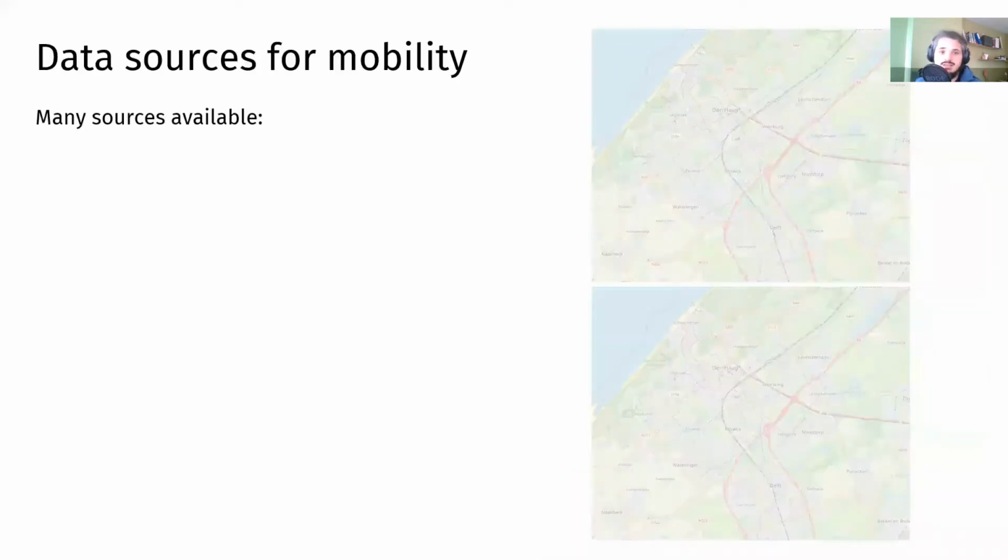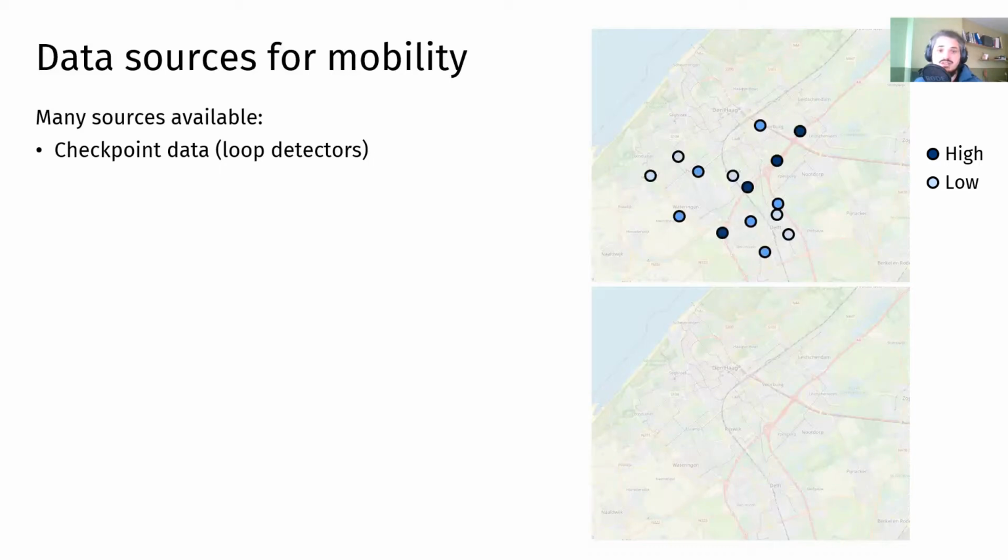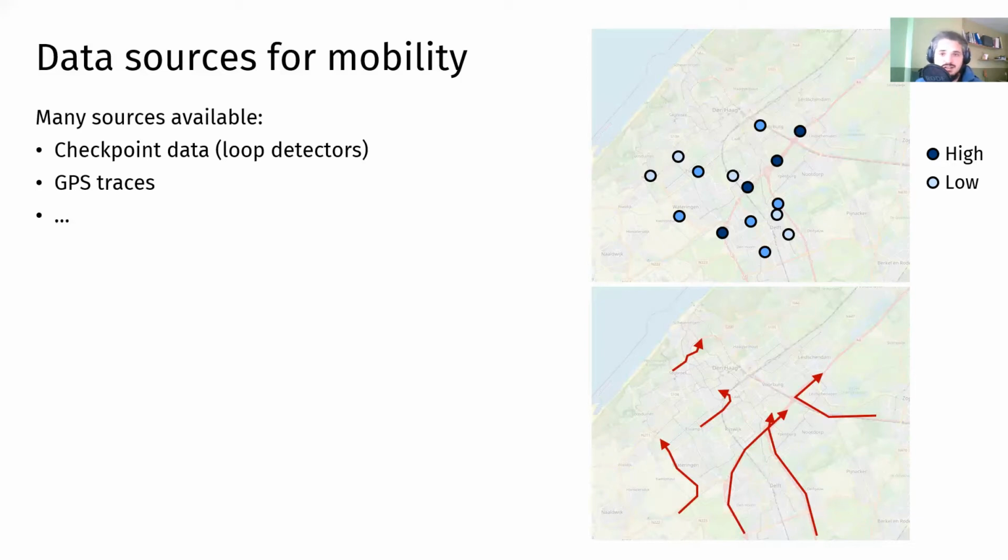So how do we get these patterns? Well, we can use several data sources to get to these patterns. For instance, we have checkpoint data, which essentially measures at fixed points in our road network how much traffic went through that point. In addition, we have GPS traces, where in essence we measure for a specific person or vehicle where it was at fixed points in time. And then there are many other data sources available. And what they have in common is that they are incomplete.